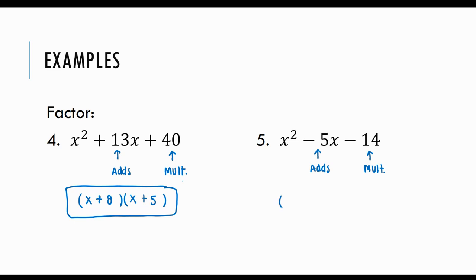What multiplies to a negative tells us that one of our numbers is negative and one of our numbers is positive. Once again, because our first term is x squared, x and x are going to start off each of our parentheses. So what multiplies to a negative 14? Well, negative 7 and positive 2. And notice negative 7 plus 2 is going to get us that negative 5. Once again, the negative 7 could go in the second parenthesis and the positive 2 in the first, but this would be my factored answer.